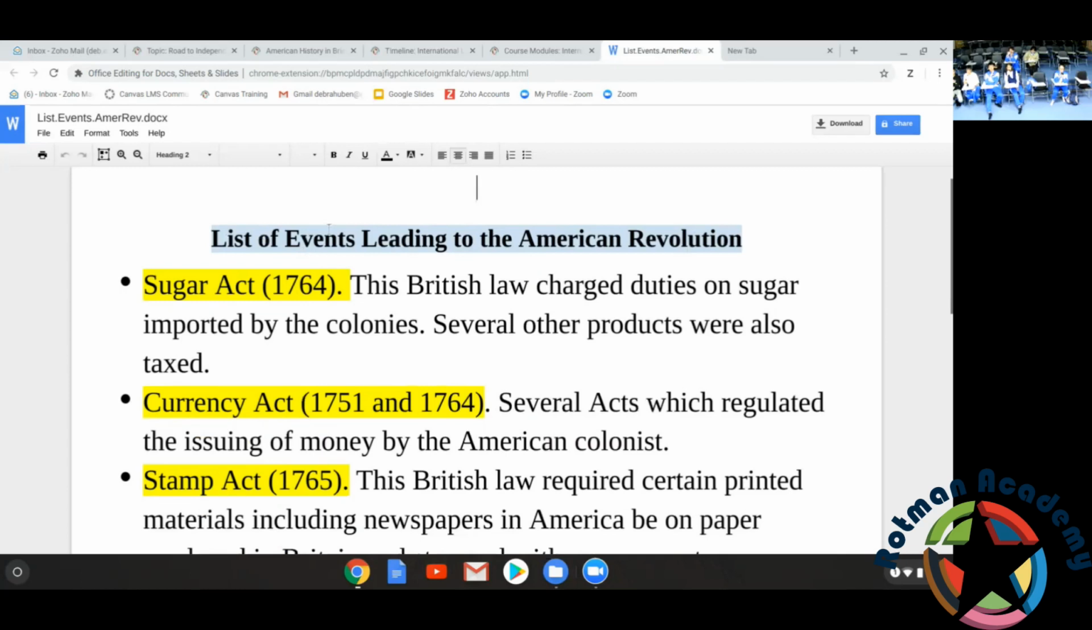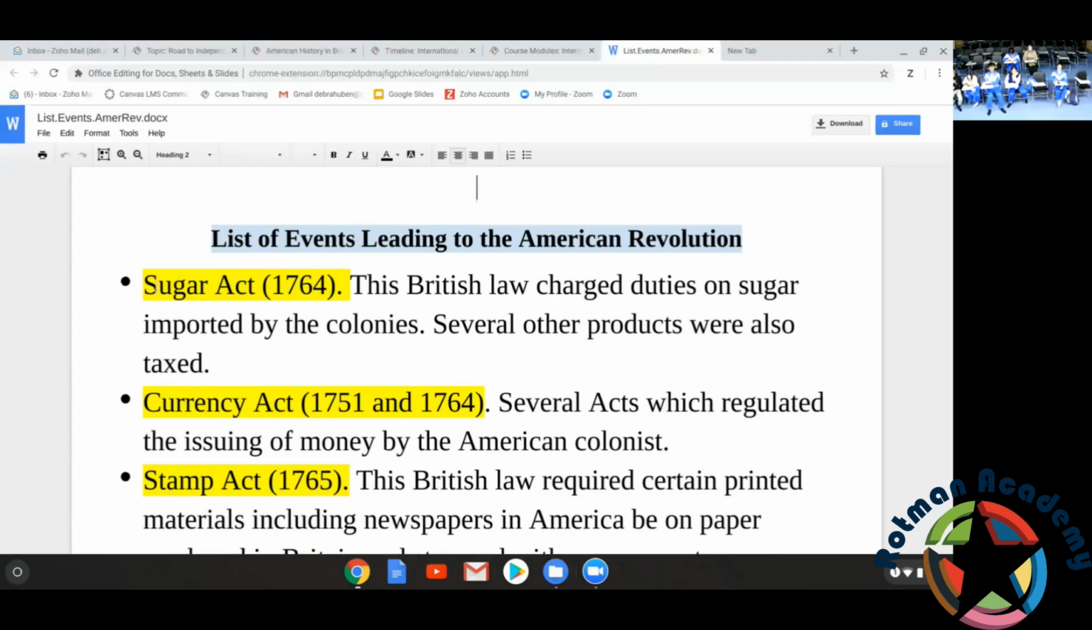List of events leading to the American Revolution. Right. So list of events leading to the American Revolution. So what's another word for events? Any idea? No. Okay. How about reasons? Or things that led to the American Revolution.